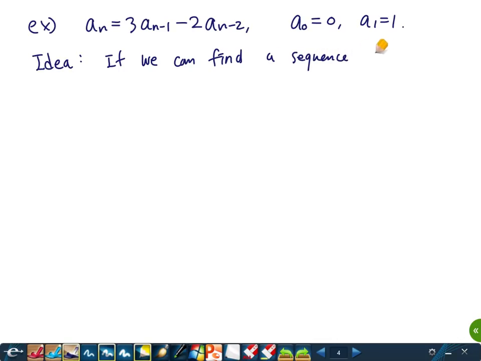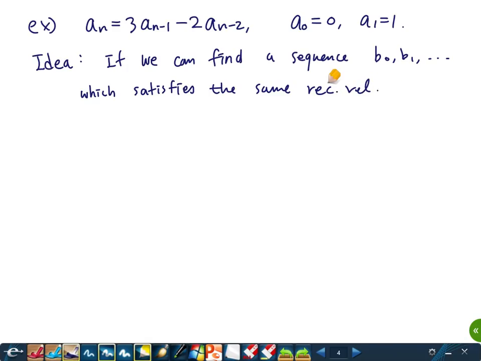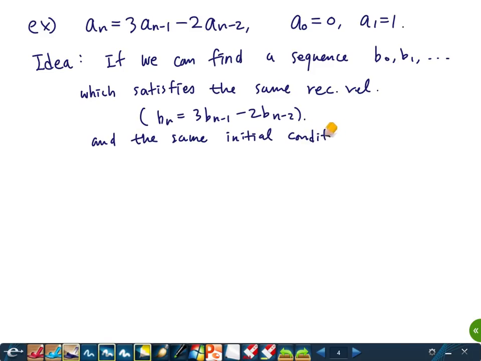So here is an observation. B_0, B_1, ... we will find another, probably simpler, sequence which satisfies the same recurrence relation, meaning B_n equals 3B_{n-1} minus 2B_{n-2}, and the same initial conditions, meaning B_0 equals 0, B_1 equals 1.